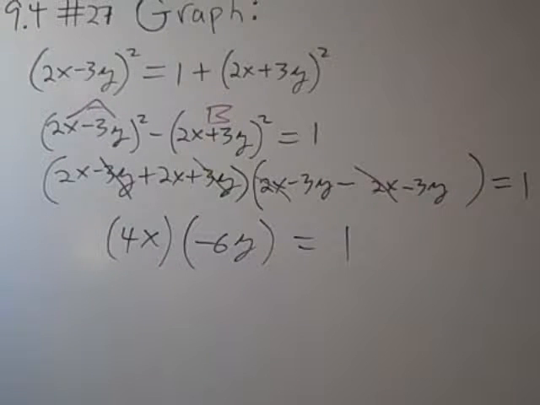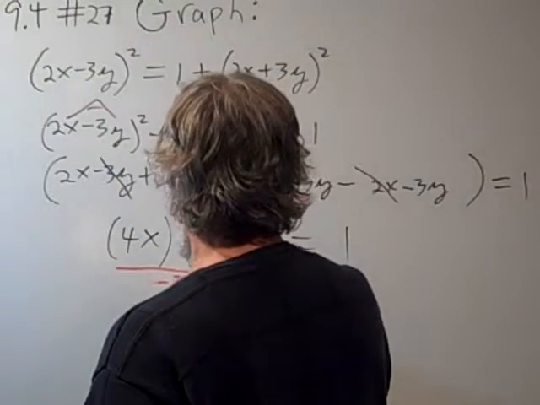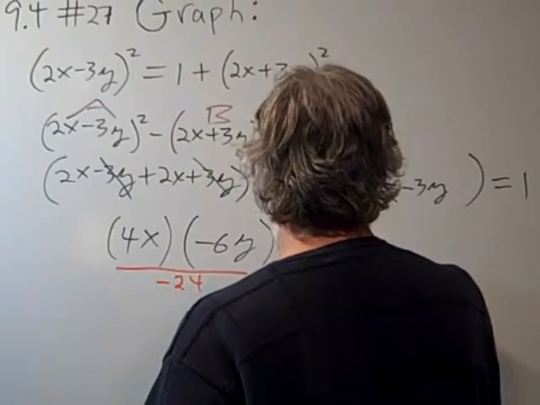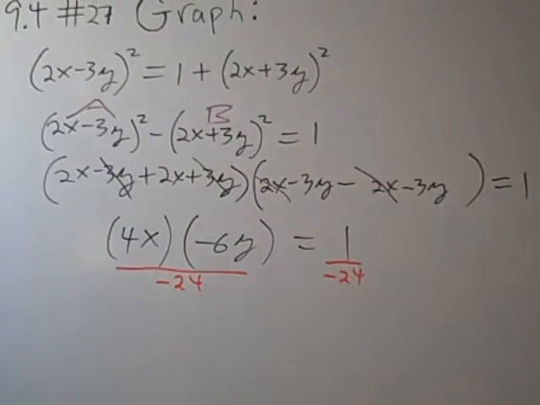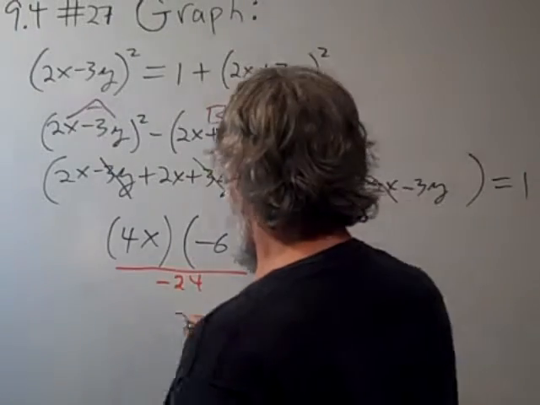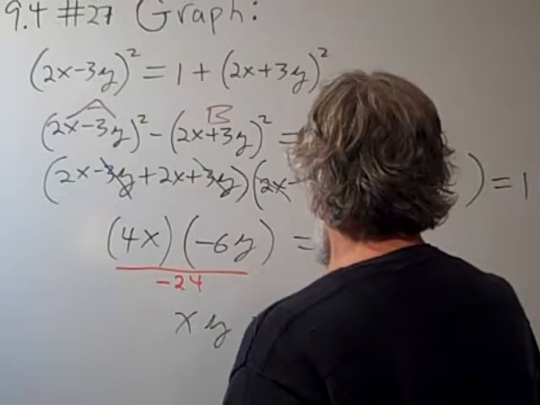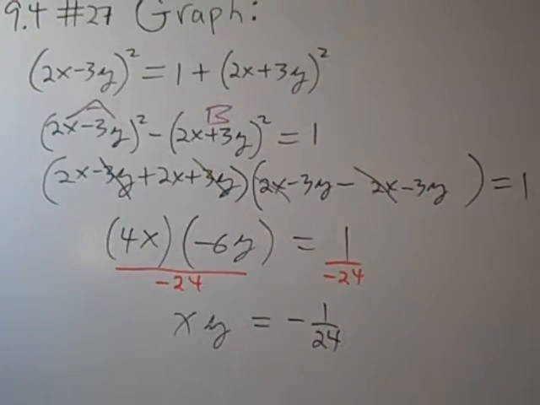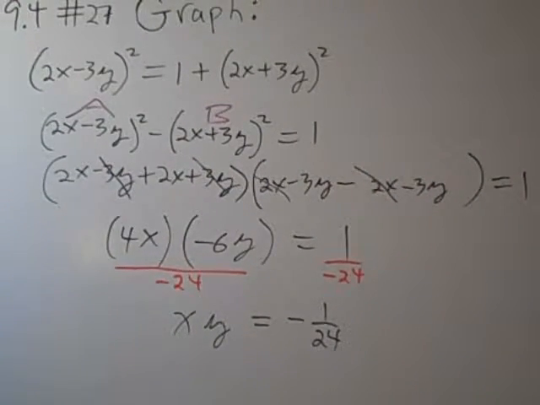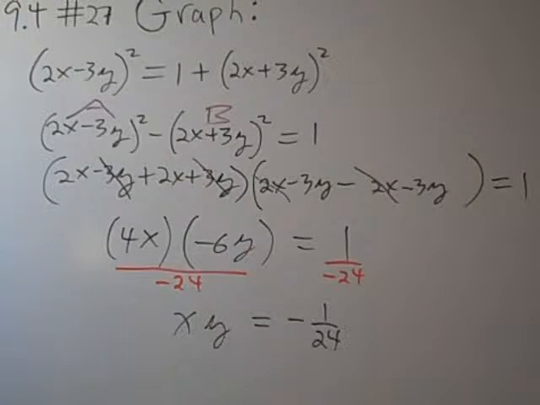Let's divide both sides by negative 24, in fact, to get rid of the 6 and the 4 on this side. Then we end up with x times y equals negative 1/24. So there's the hyperbola that we need to graph in its simplest form.